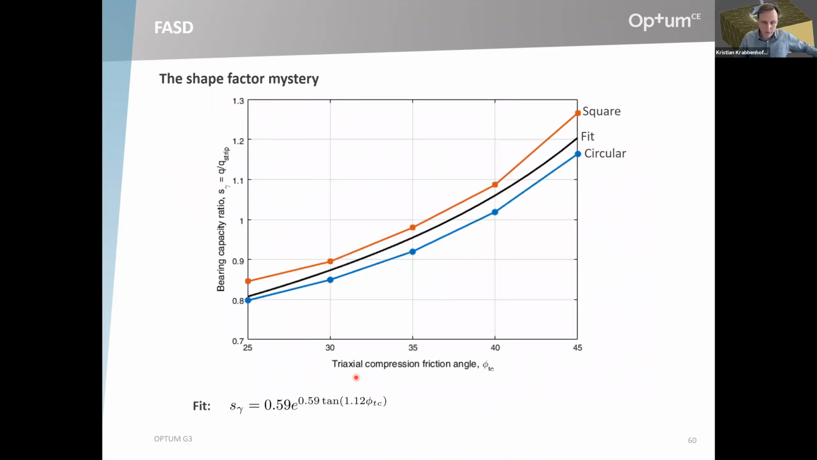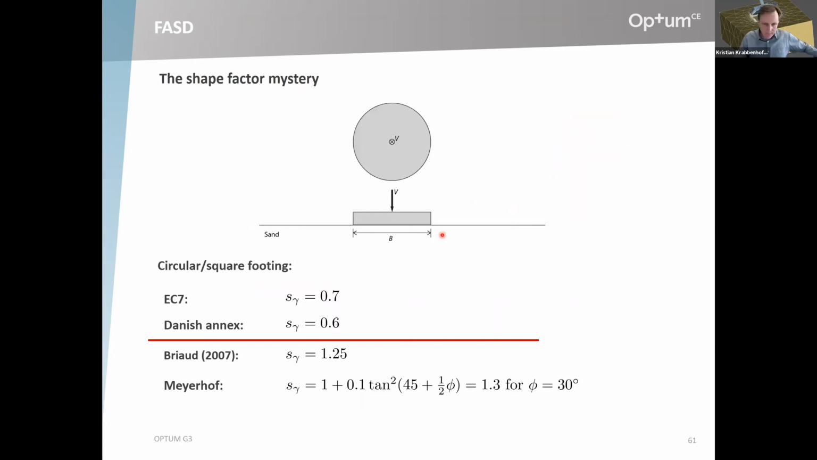versus the triaxial compression angle. So there's a slight difference between circular and square. And you see, let's say effective shape factors somewhere around 1, but for typical design friction angles, 30, 35 degrees, it's slightly below 1. For higher angles, it's slightly above 1. Well, there is maybe good reason for this disagreement of whether it should be above or below 1. Sometimes it's 1, sometimes it's the other. It really depends on the friction angle. At least that's what the FASD model says.